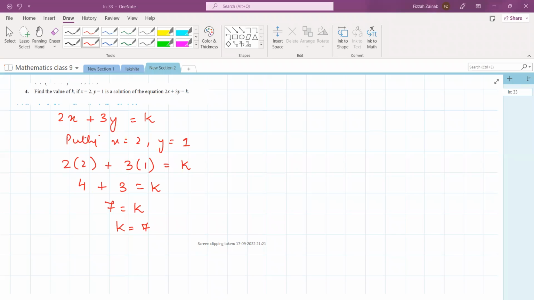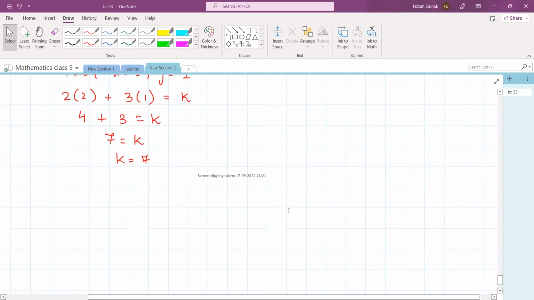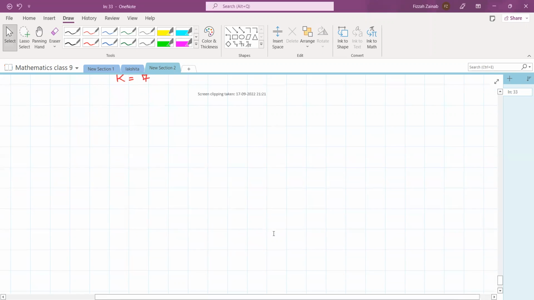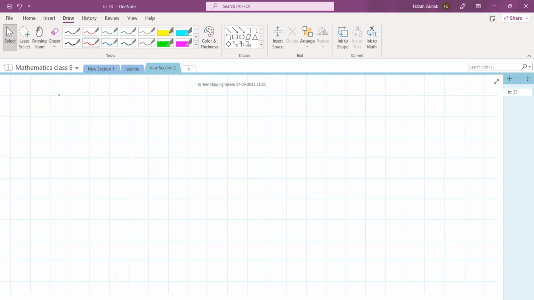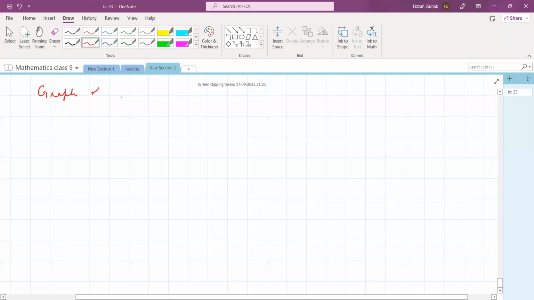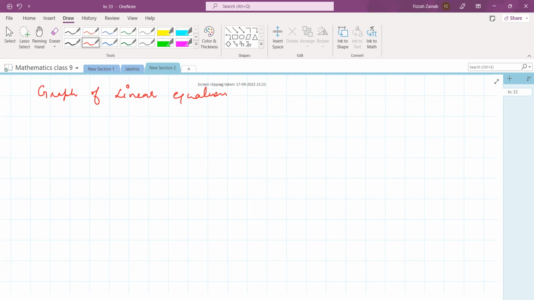Right. So first of all, let us learn to plot a graph. We will see how to plot the graph of a linear equation of two variables. So first of all, let us plot the graph.